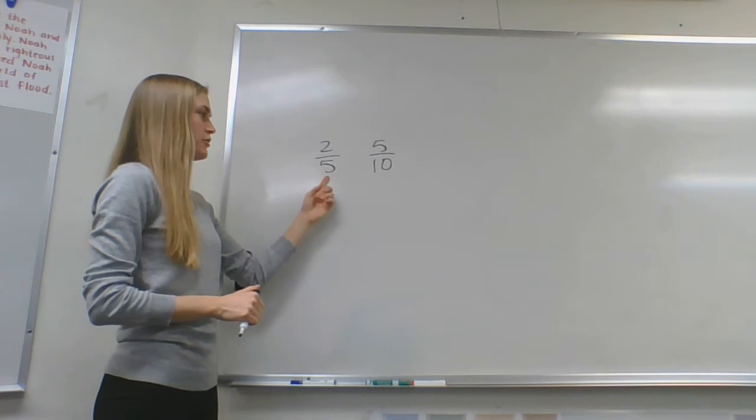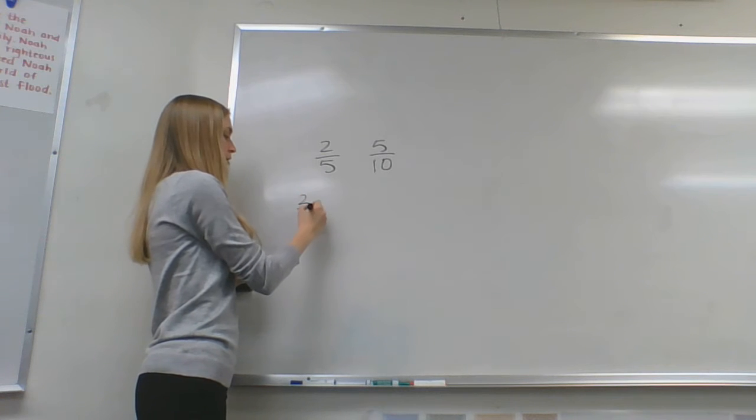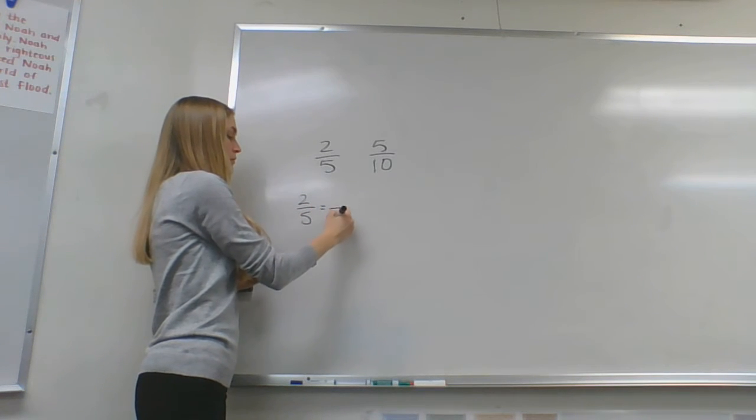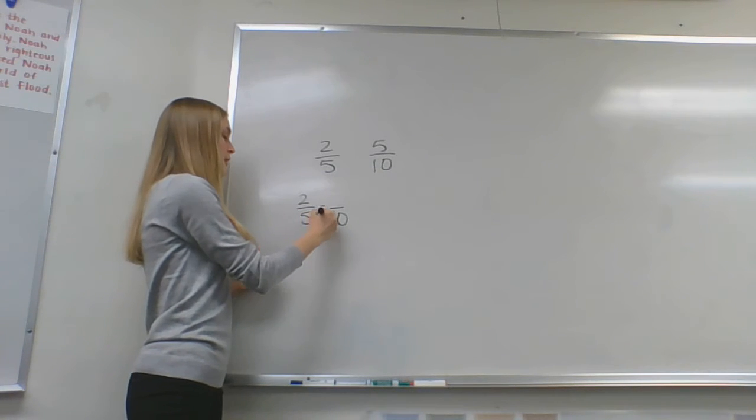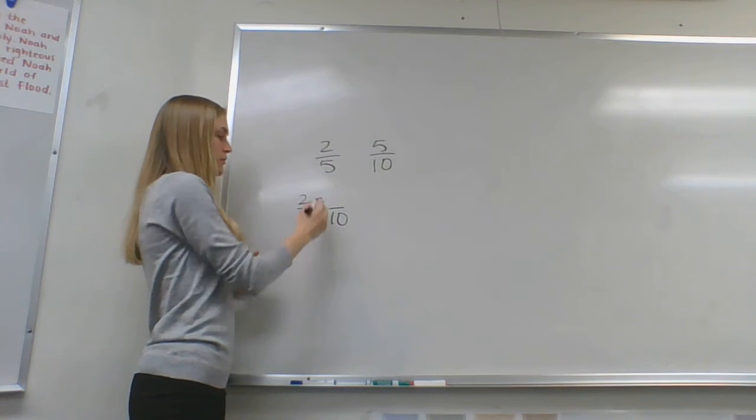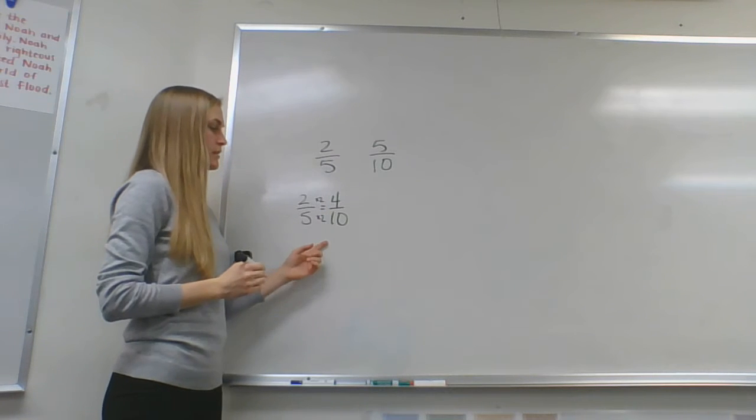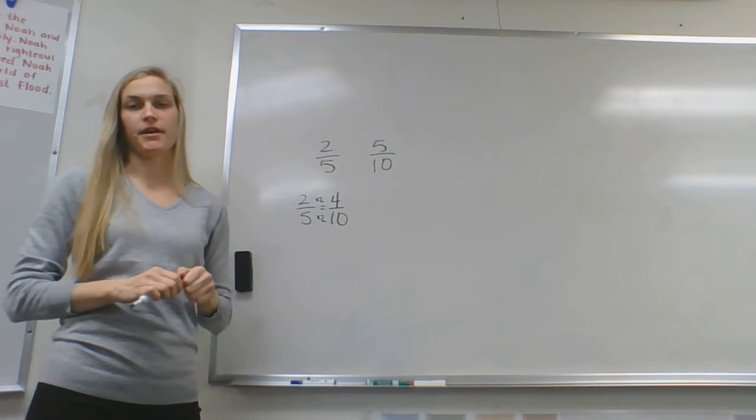And so then we would have to change 2/5 to an equivalent fraction with the denominator 10 by multiplying by 2 and multiplying by 2 and getting 4/10. And then we know 4/10 is less than 5/10.